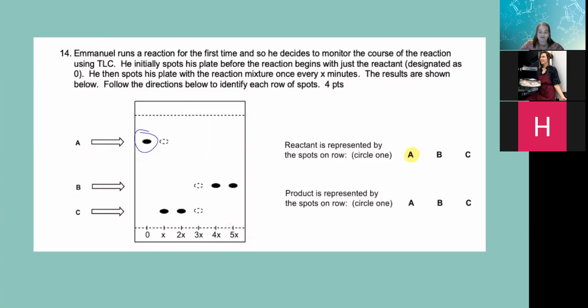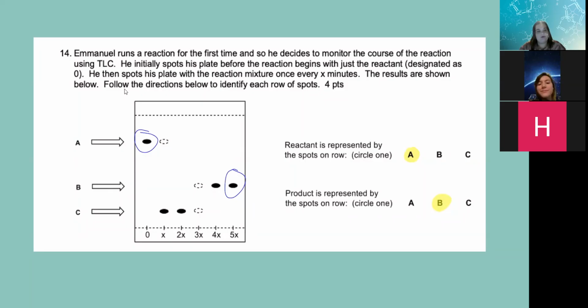What about at the very end, right? You see how the reaction is driven to completion here. And we know that because there's only one spot. Now this spot has traveled far enough for us to know that it's most likely not a mixture. So this means that this is going to be our product. So our product is represented by spot B. Does this make sense to everybody?